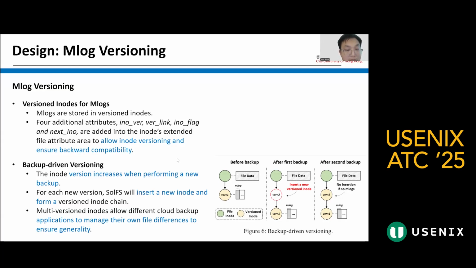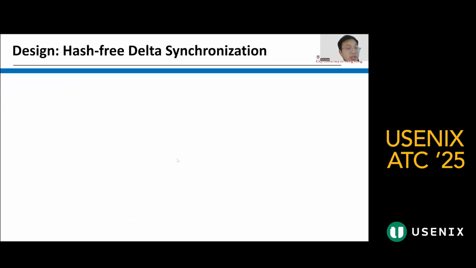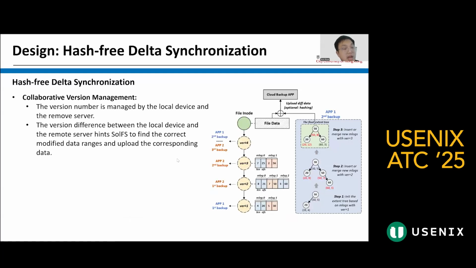The workflow, just like this feature, is simply insert a new ILO into it and receive a new M.log here. And based on this design, we can classify different M.logs between two backups. So this is the purpose of the M.log versioning. And the last one is the hash-free data synchronization.